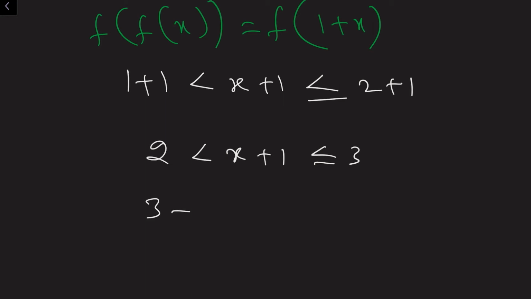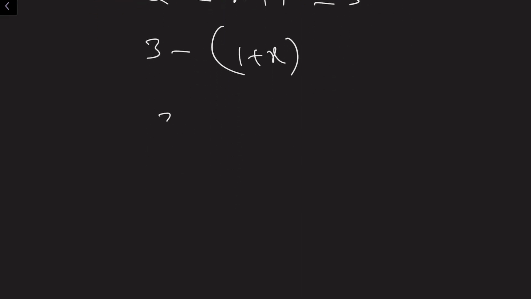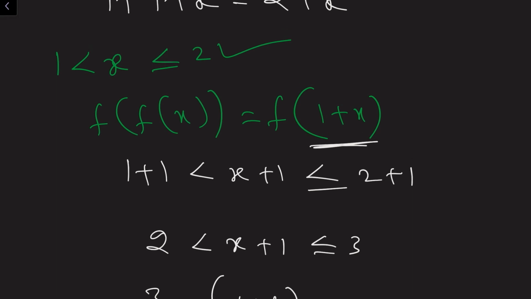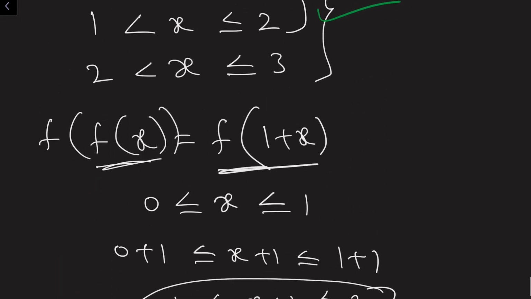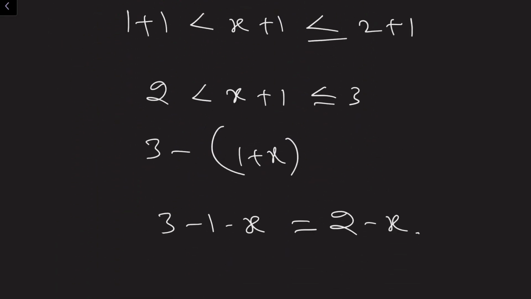3 minus, in the place of x, 1 plus x. Then it will become 3 minus 1 minus x. 3 minus 1 is 2, so 2 minus x is the answer. Now let us move on to the third condition. The third condition is 2 less than x less than or equals to 3.